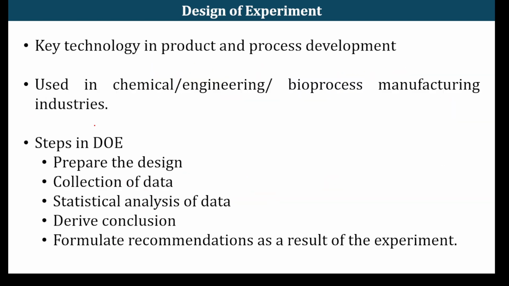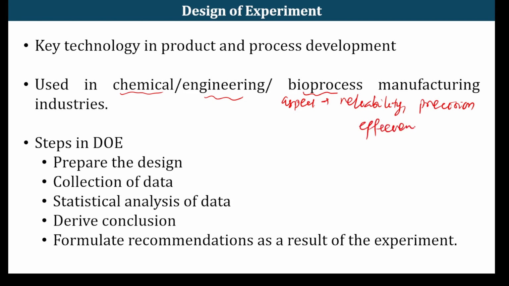When we know the types of DOE, then we have to get to know all these things. This design of experiment is actually used in chemical engineering and bioprocess manufacturing industries. It's used when we are considering important aspects like reliability and precision, where efficiency is more important. So in that case, we have to design the experiment.